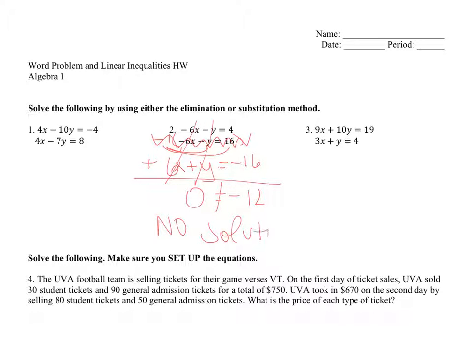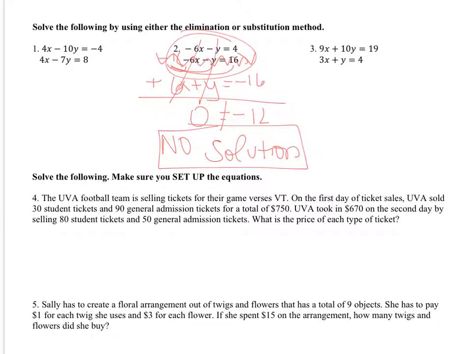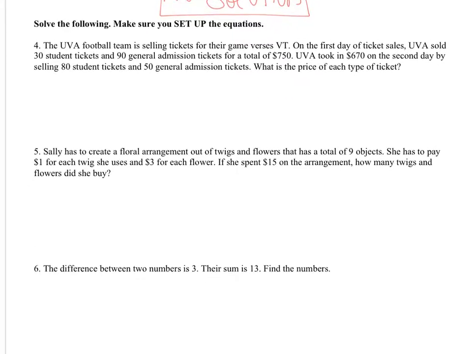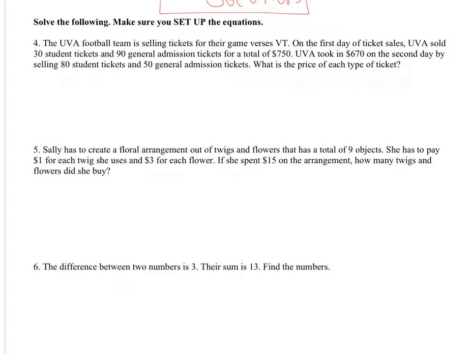What does it mean to get no solution? Well, it means that if I were to graph these two lines on a coordinate plane, I'm going to get them to be parallel. They're never going to intersect. So let's take a look at some of these word problems that you had to do last night for homework.